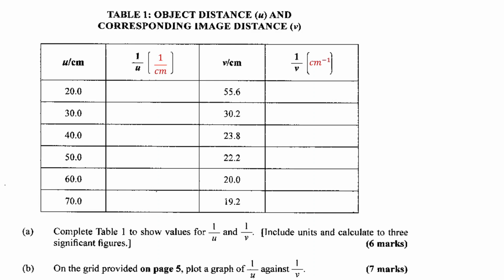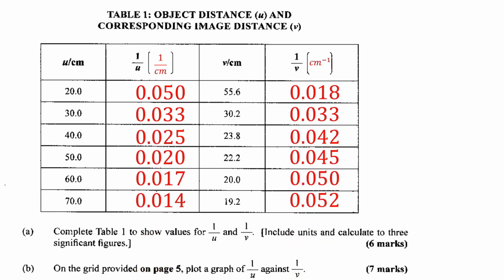Then, if we're to find 1 over u values, that simply means we're to take 1 and divide it by the u values, or in other words, find the reciprocals. So the reciprocal of 20.0 will be 0.05. But notice that specifically the instruction says to give it to 3 significant figures. So that would be 0.050. Similarly, 1 over 55.6 will give you 0.018. And filling in the rest, you would get 0.033 and 0.025 and so on and so forth.